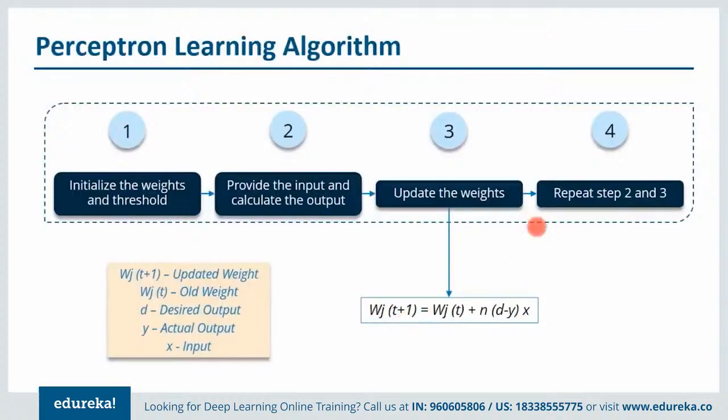Then we repeat steps 2 and 3. That is, we apply this new weight, calculate the output again, and compare it with the desired output again. If it matches, then it's fine. Otherwise, we update it again. So this is how the whole perceptron learning algorithm works. And don't worry guys, I'm going to show you practically how it actually works in my PyCharm.